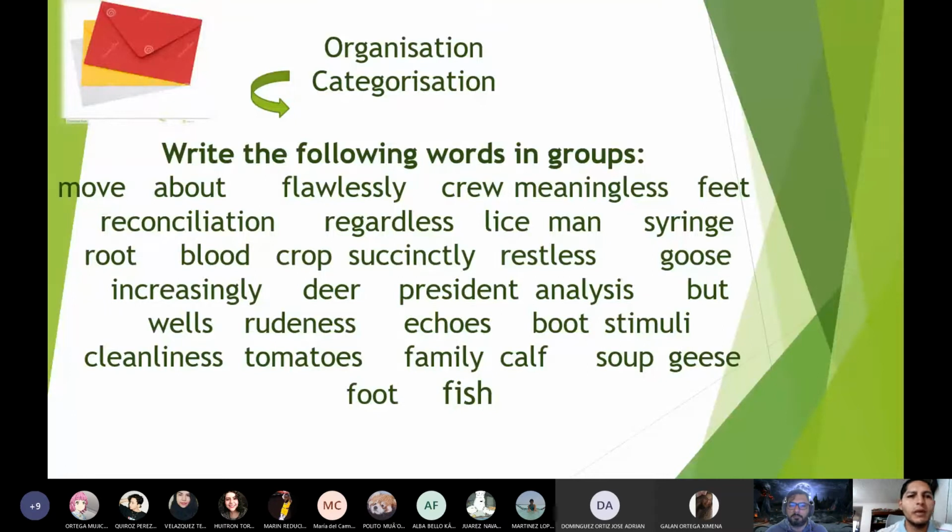You have move, about, flawlessly, crew, meaningless, fit, reconciliation, regardless, lies, man, syringe, root, blood, crop, succinctly, restless, goose, increasingly, dear, precedent, analysis, but, wealth, rudeness, echoes, boot, stimuli, cleanliness, tomatoes, family, cat, soup, geese, fruit, fish.